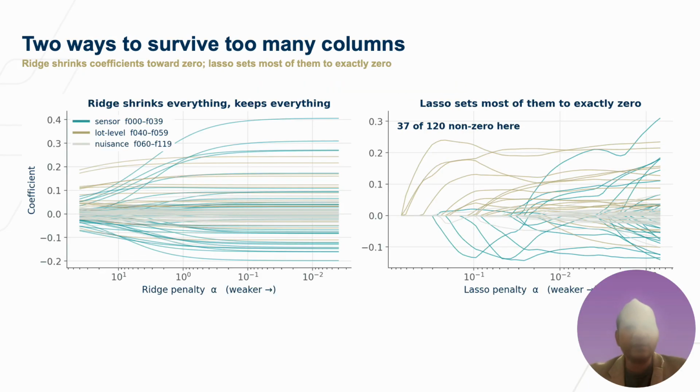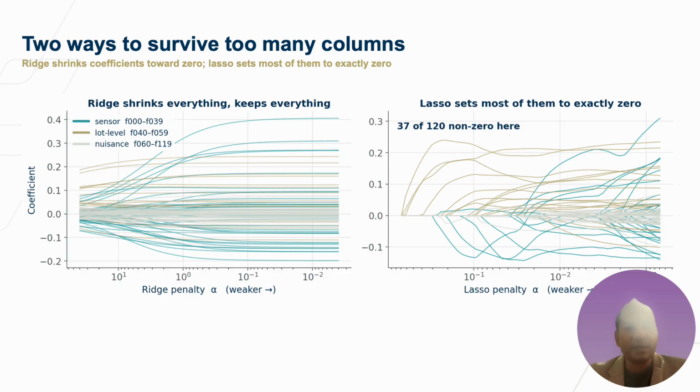Two ways to survive too many columns. Both add a penalty on the size of the coefficients. They differ in the shape of the penalty, and the difference in behavior is dramatic. Ridge penalizes the sum of the squared coefficients. As the penalty weakens, going left to right, the coefficients grow smoothly out from 0. Every one of them is non-zero at every setting. So ridge shrinks everything and keeps everything. It handles correlated columns gracefully. If two sensors carry the same information, ridge splits the coefficient between them.